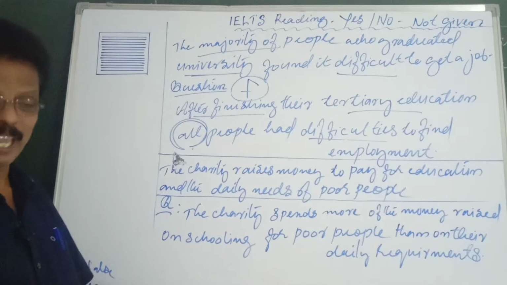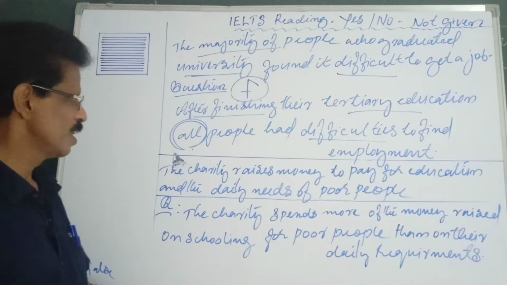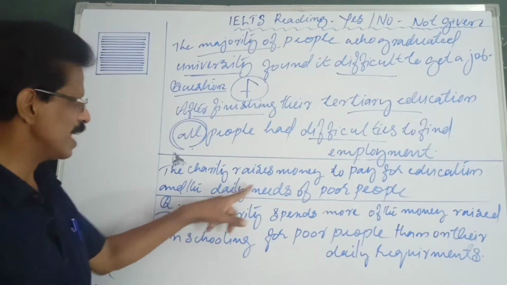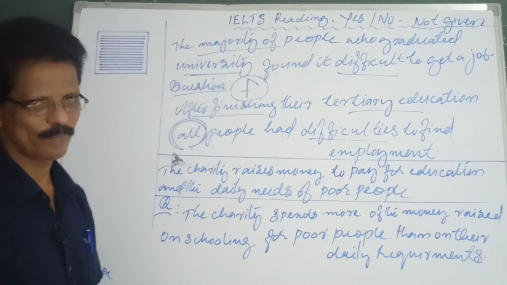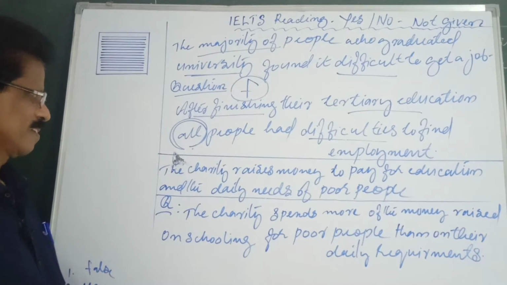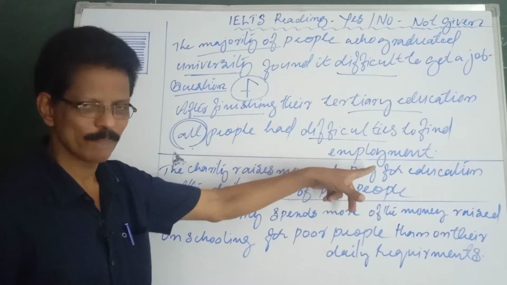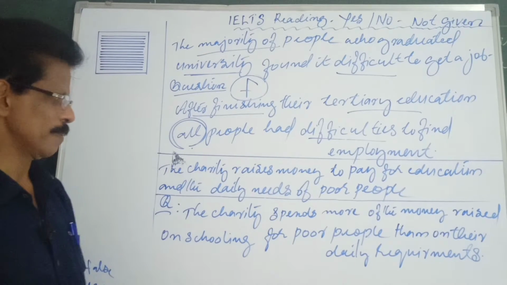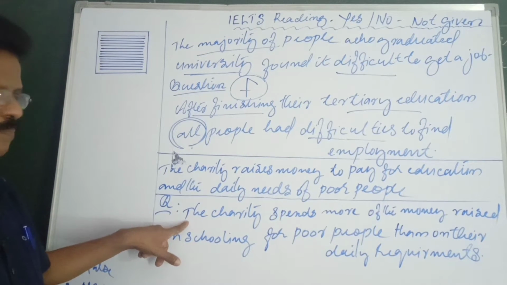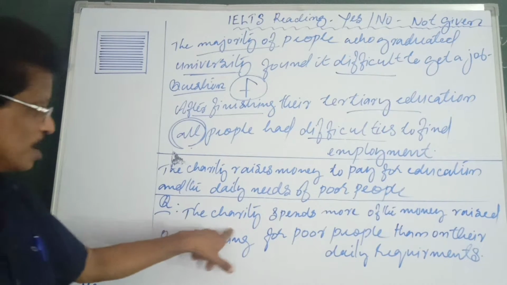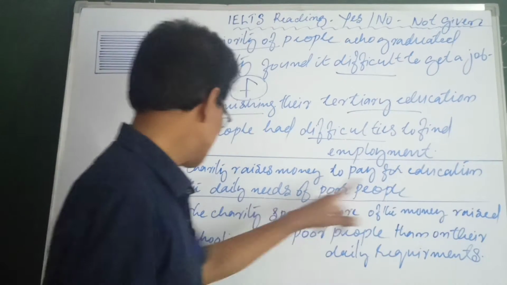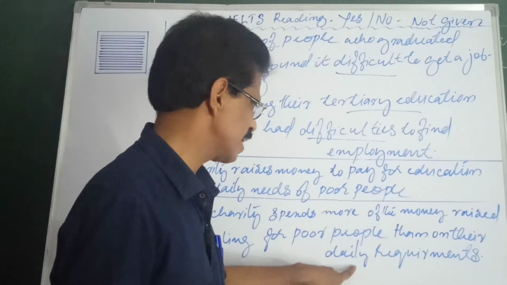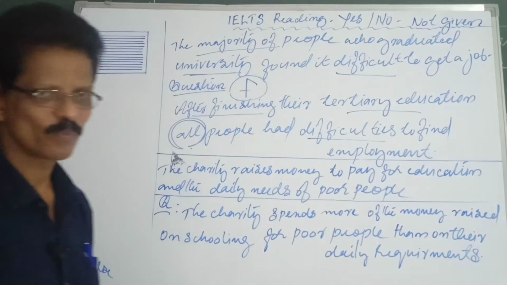Take another example. The charity raises money to pay for education and the daily needs of poor people. So charity organizations raise money in order to pay for the education and daily needs of poor people. See, raises money in order to pay for daily needs of poor people. So what is the question? The charity spends more of the money raised on schooling for poor people than on their daily requirements.